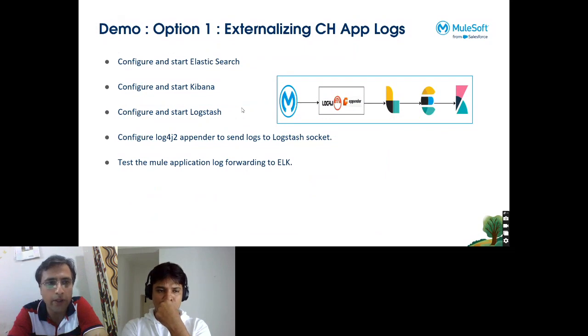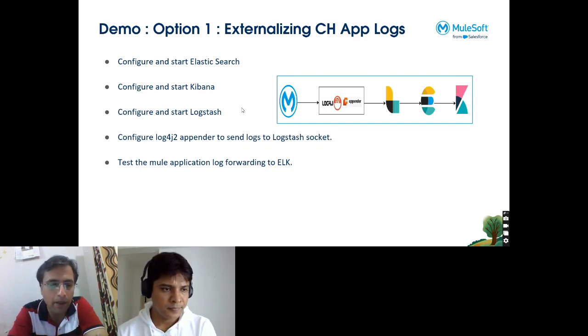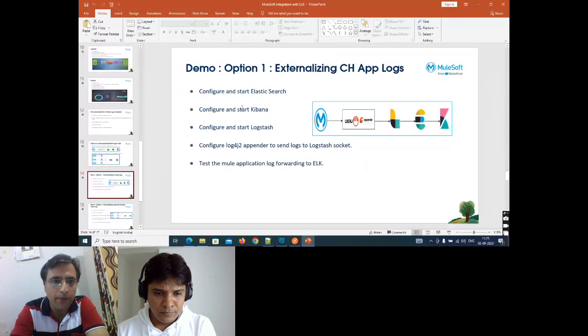So for the first option, we configure and start Elasticsearch, and then we configure and start Kibana. Then we'll configure and start Logstash as well. Lastly, we will configure the log4j socket appender to send logs to the Logstash socket, and then test the Mule application forwarding to ELK. So let's start.